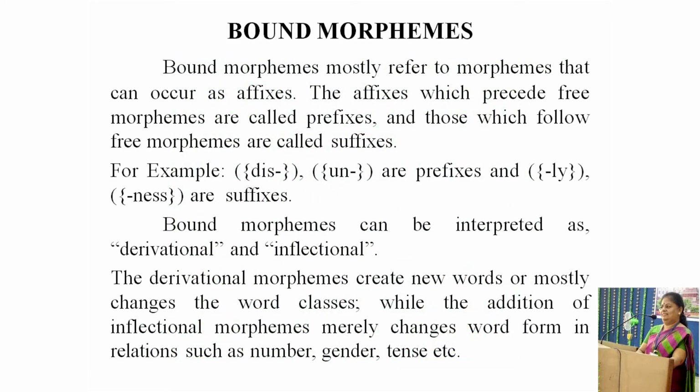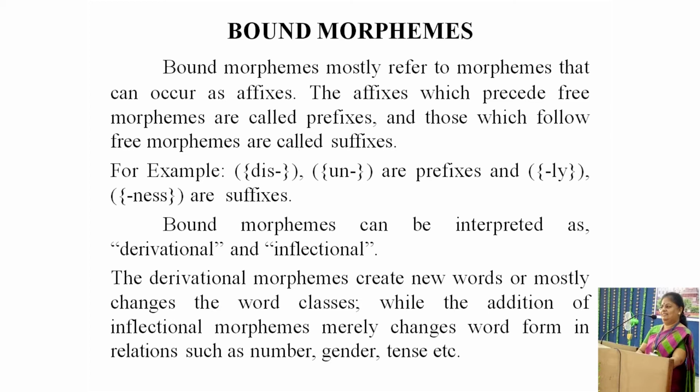Bound morphemes mostly refer to morphemes that can occur as affixes. The affixes which precede free morphemes are called prefixes, and those which follow free morphemes are called suffixes. For example, dis, un, mis are prefixes, and ly, ness, or ful are suffixes.